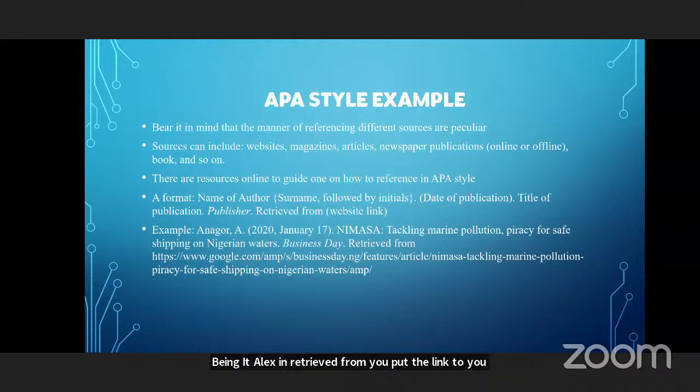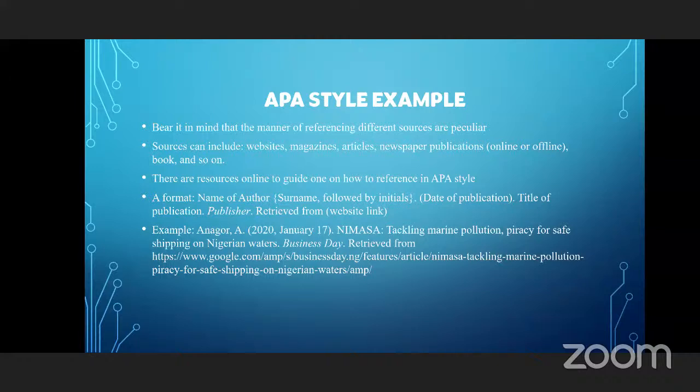So I give an example here. You have Anago A. So Anago is the surname, A is the first name. Then the information or the write-up was published on 17th January 2020, and the title of the publication was NIMASA, Tackling Marine Pollution, Piracy for Safe Shipping on Nigerian Waters. Then this was actually a newspaper publication, but an online newspaper publication.